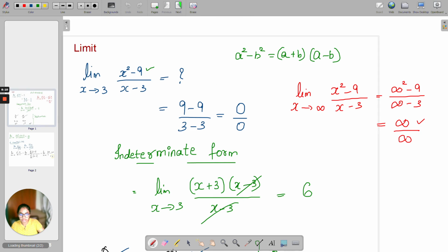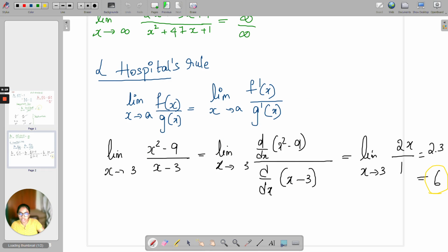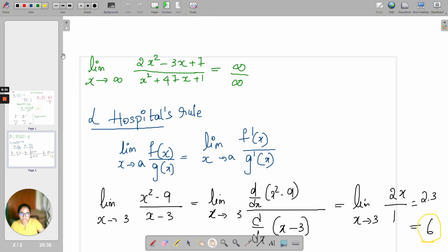What did we get without L'Hospital's rule? So can I say that L'Hospital's rule holds good? Yes. Now let's solve this one using L'Hospital's rule.